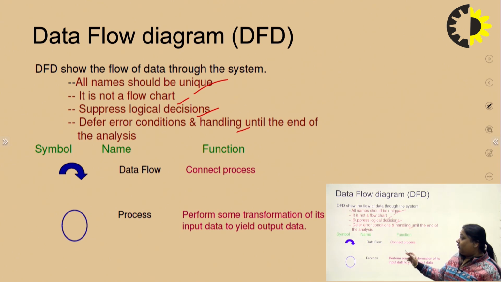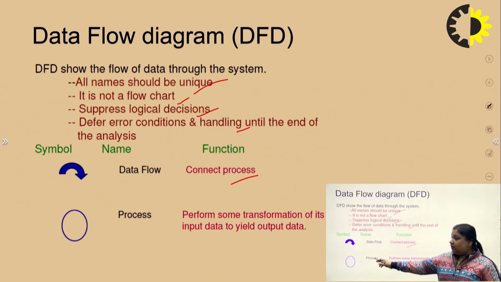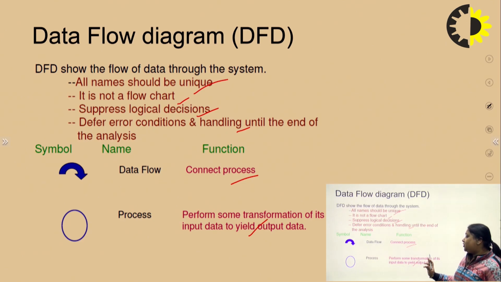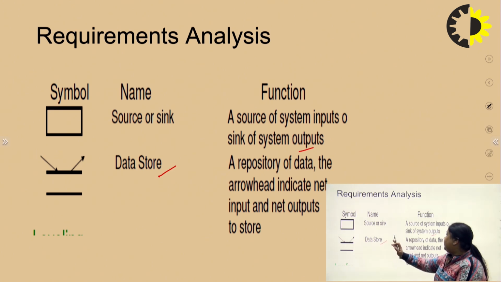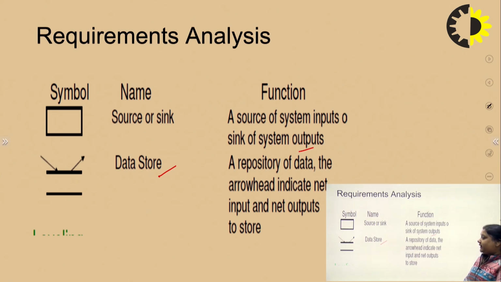This is the arrow that is used to connect the processes, that is the data flow, and this circle or oval shows the process and performs some transformation of its input data to yield the output data. These are some symbols: source or sink, source of system inputs, sink of system outputs; data store, repository of data. The arrowhead indicates net input and net output to the store.